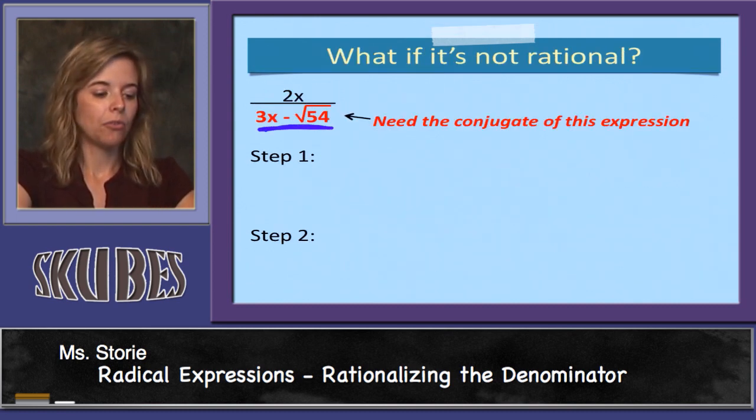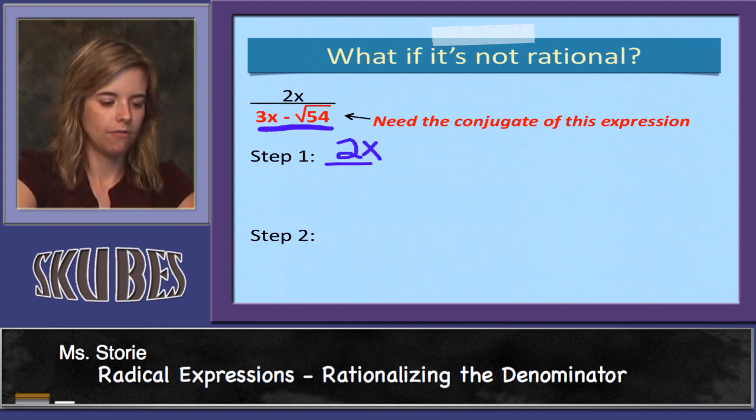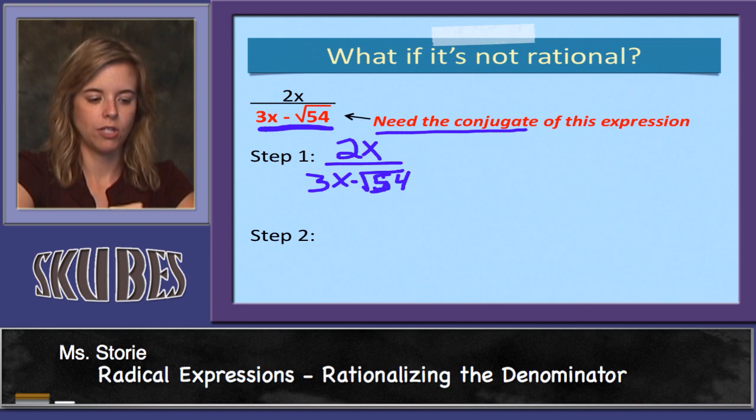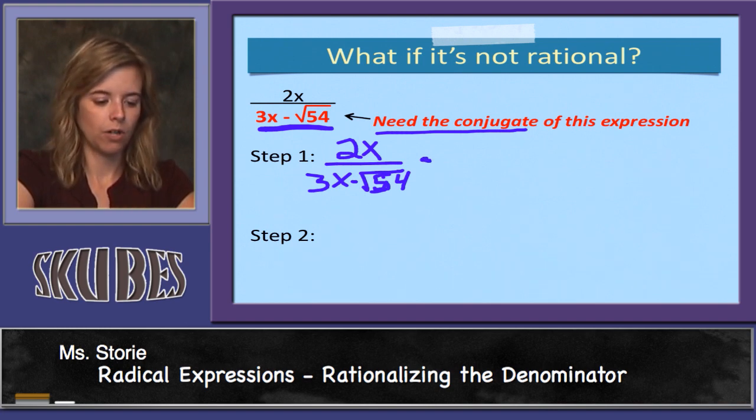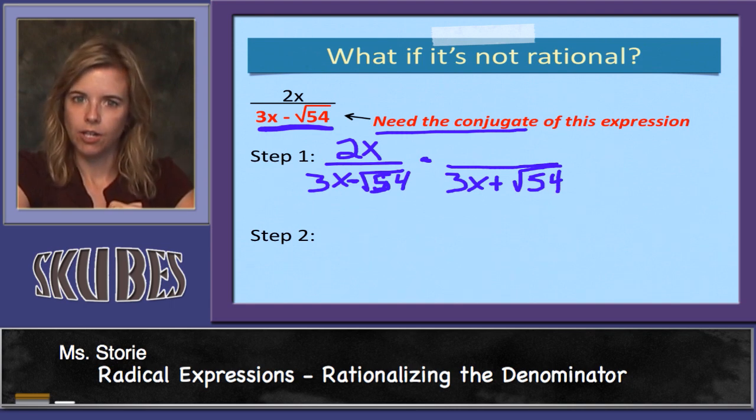Let's look. We have 3x minus radical 54. Okay, if I have this original fraction of 2x over 3x minus radical 54, the first thing I need to do is find the conjugate of the expression in the denominator position. Remember, a conjugate means that you write the exact same terms. So I have 3x and radical 54, and the only thing I change is the negative sign right there; I must switch it to a positive. Now I've created the conjugate.